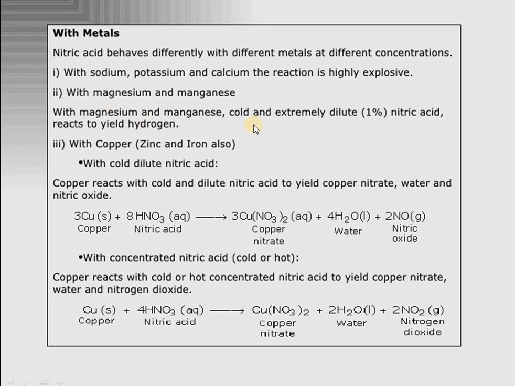With magnesium and manganese, cold and extremely dilute, if nitric acid is very, very dilute, 1%, you will get hydrogen. It will act as a typical acid only when we are treating magnesium and manganese, which are highly reactive metals, with extremely dilute, meaning 1% nitric acid.